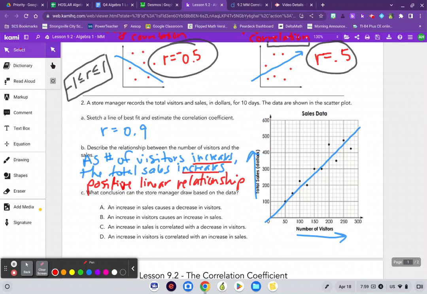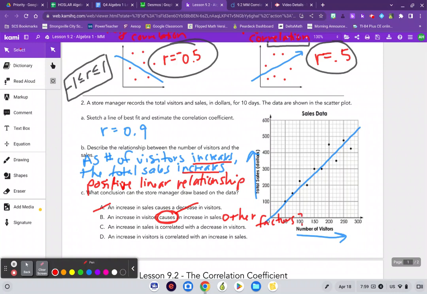It says, what conclusion can the store manager draw based on the data? So A says an increase in sales causes a decrease in visitors. Well, first of all, there is no decrease in visitors, and so I'm going to scrap this one. B says an increase in visitors causes an increase in sales. Yeah, there is an increase in visitors and an increase in sales, but the word causes means that the only thing that is making my sales go up is my number of visitors. And I can't be certain about that. There could be other factors that could be playing a part in this. I'm going to say other factors, question mark.